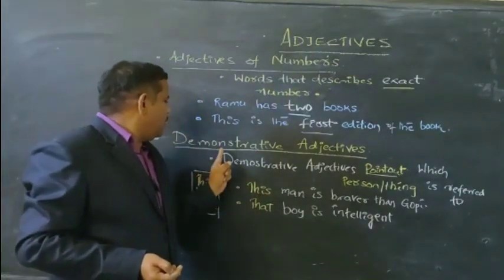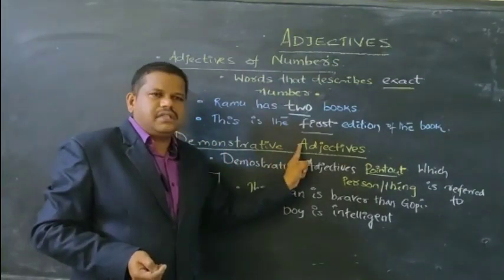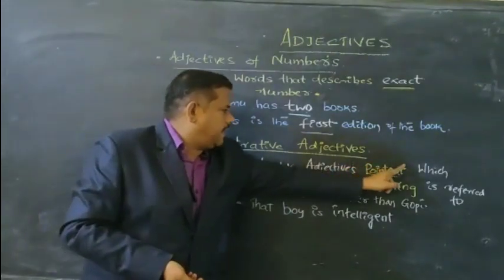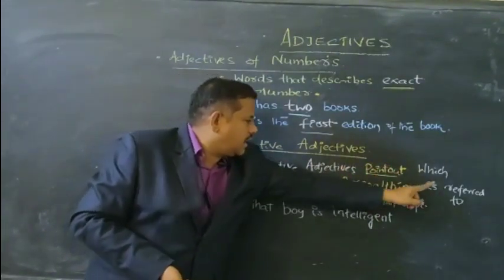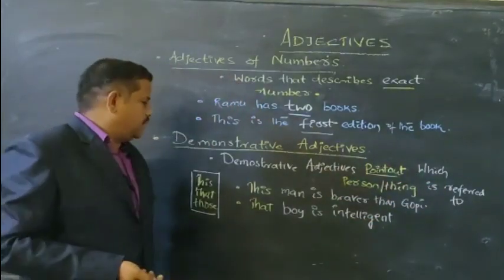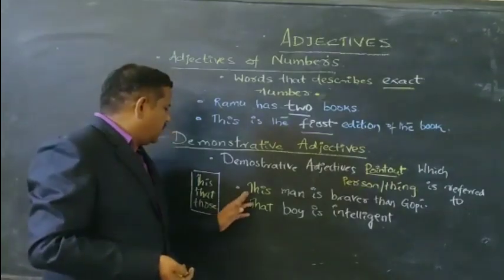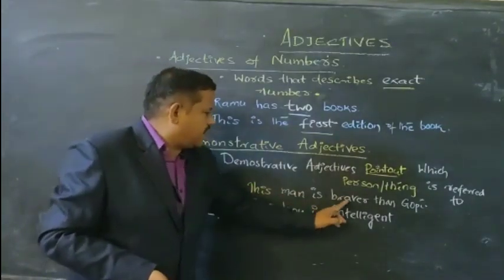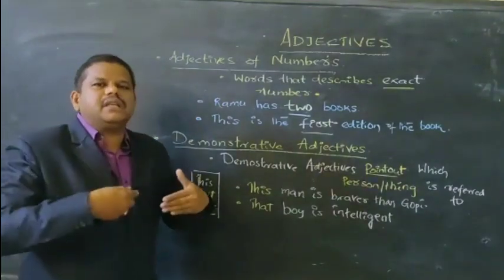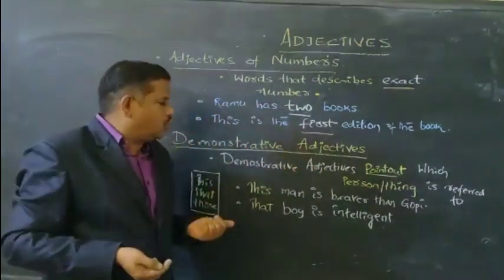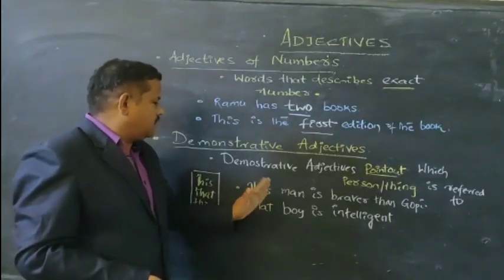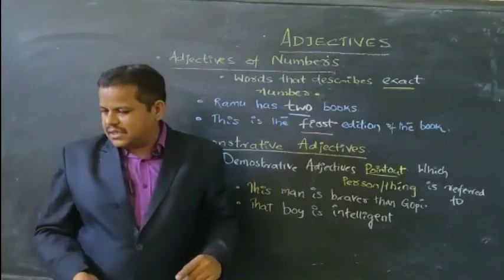Come to the next one, that is demonstrative adjectives. What are demonstrative adjectives? Demonstrative adjectives point out which person or thing is referred to. It is going to point out a specific thing, whether we are using it with a noun or a pronoun. See here, this man is braver than Gopi. Here, we are pointing out that this person is braver than Gopi. So, this is a particular sentence which you are using as a demonstrative adjective.